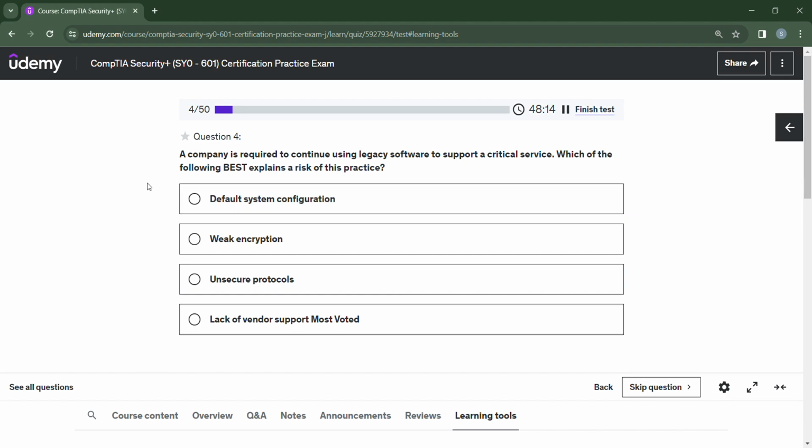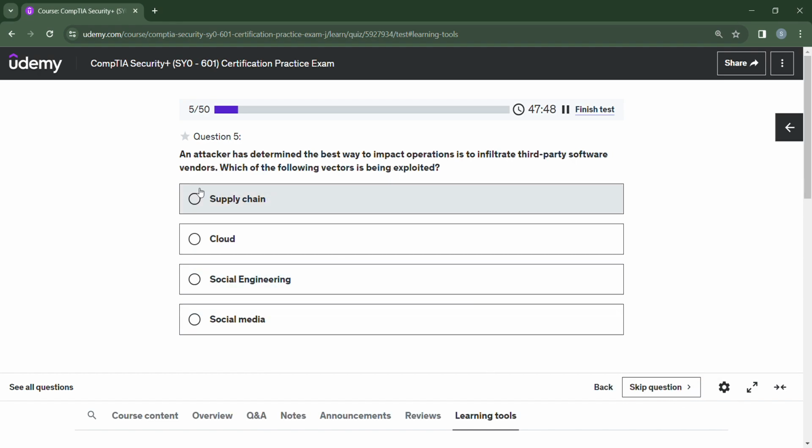A company is required to continue using legacy software to support a critical service. Which of the following best explains a risk of this practice? Could be insecure protocols, could be lack of vendor support, weak encryption. I'm going to go with unsecure protocols. An attacker has determined the best way to impact operations is to infiltrate third-party software vendors. So right away that's going to be supply chain.